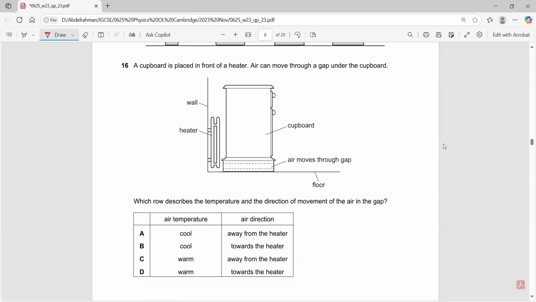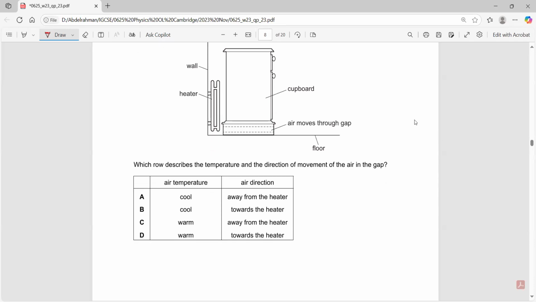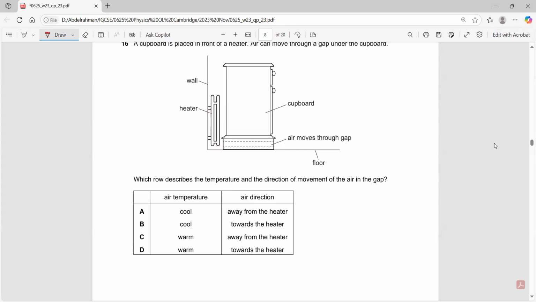Now you have this cupboard and you have the heater behind it. Air can move freely through this gap. Which row describes the temperature and the direction of the air movement in the gap? If you have hot air from the heater, in which direction will this hot air move? The hot air will definitely move upwards, right? This is the hot air.